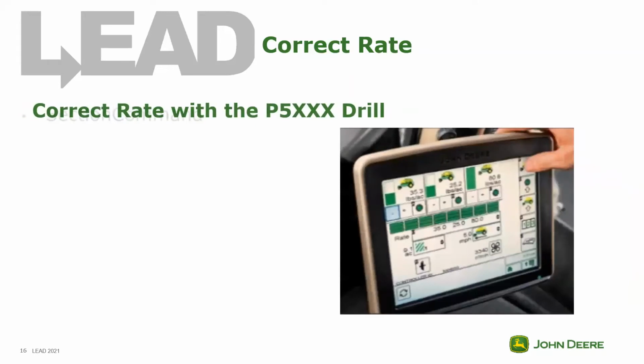So section command is an effective solution that reduces cost overlaps and skips that waste seed and fertilizer, while offering more consistent fields that improve the potential of your yield.